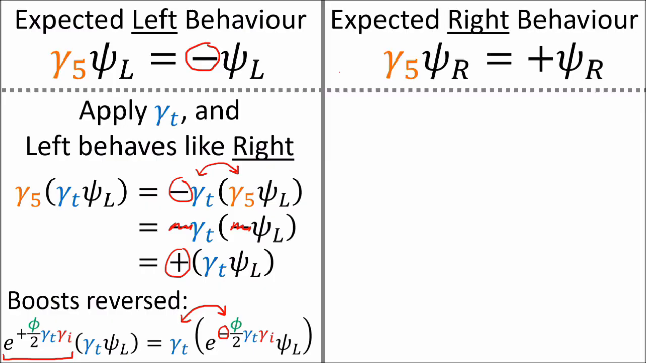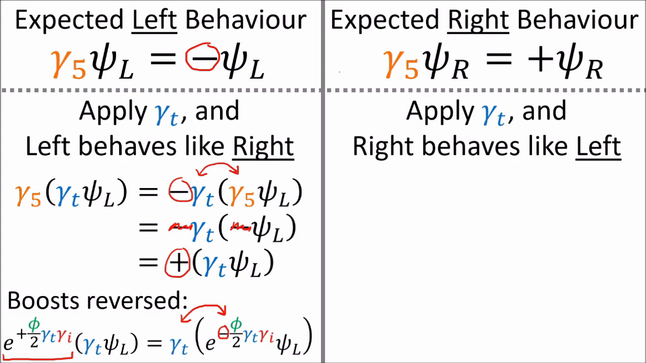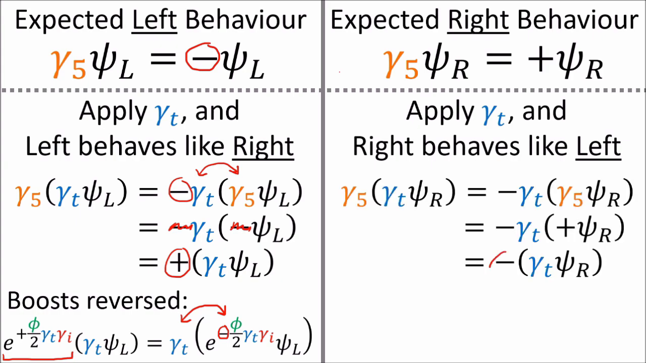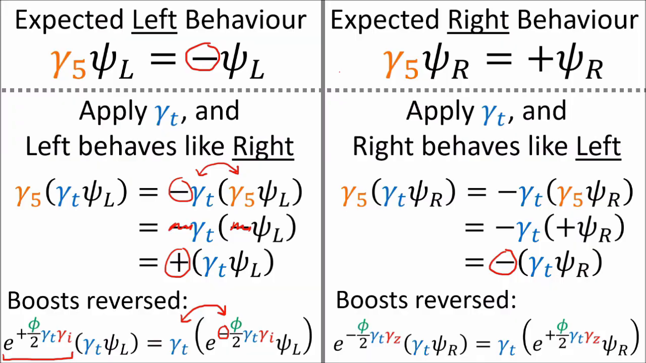And the opposite is true for right chiral spinors. Gamma t will change its +1 eigenvalue into a -1 eigenvalue and also reverse boosts. So gamma t basically exchanges left and right chiral spinors. The fact that gamma t swaps the left and right halves of a Dirac spinor becomes more obvious when we write it as a matrix in the chiral basis.